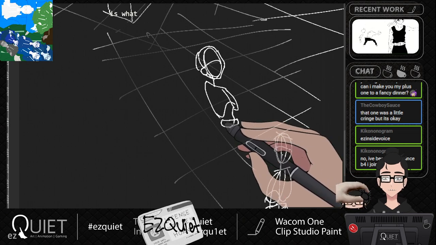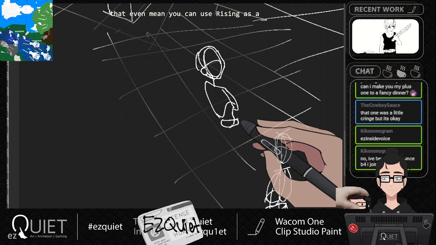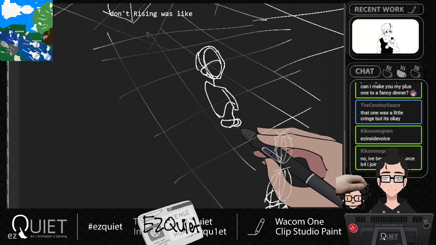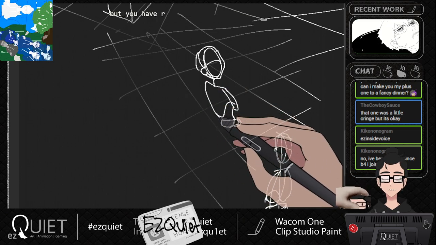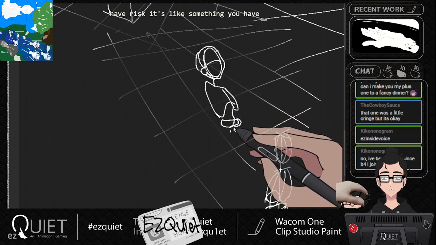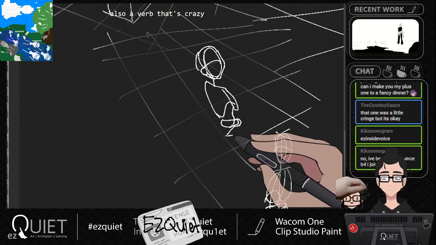What does that even mean? You can use rizzing as a verb? I thought rizzing was like an adjective. Like you have rizz. It's like something you have. It's also a verb? That's crazy. It's crazy.